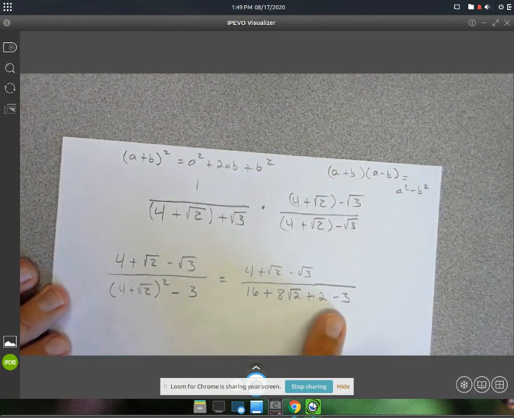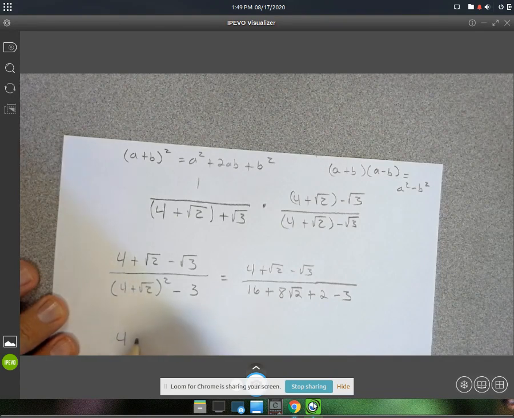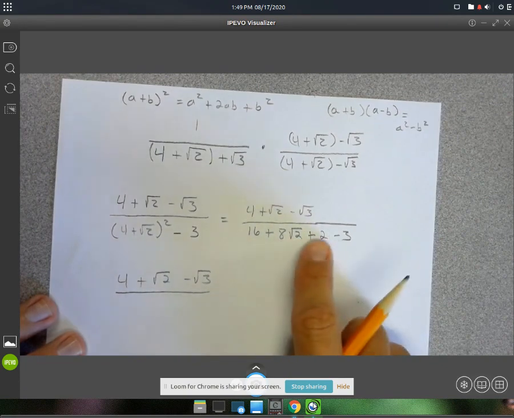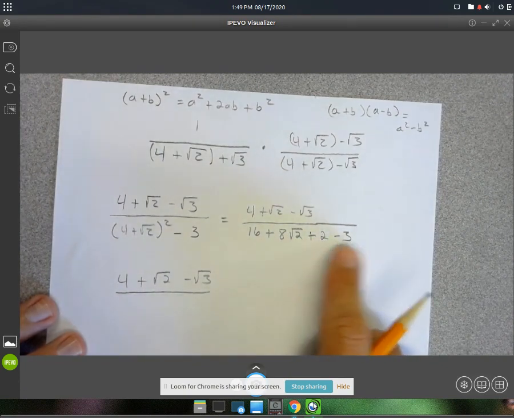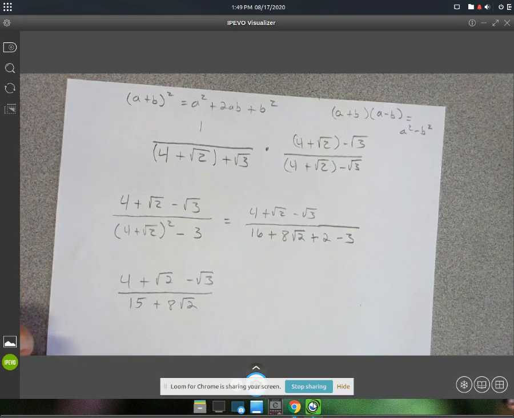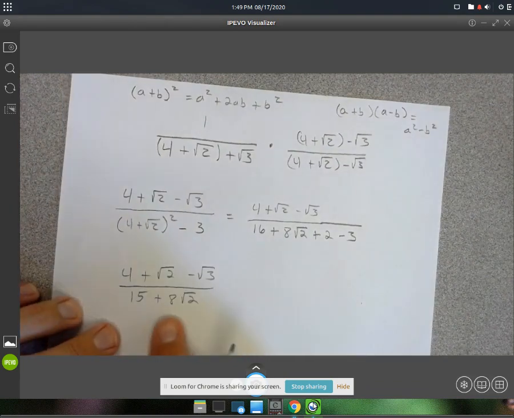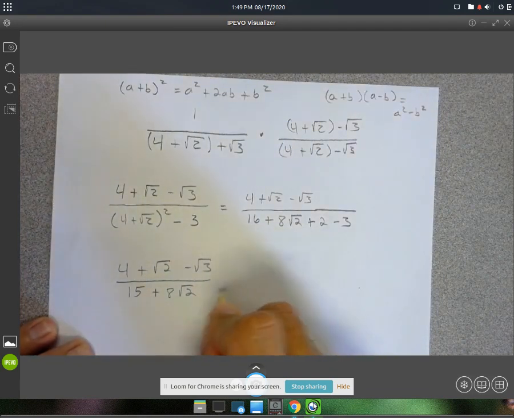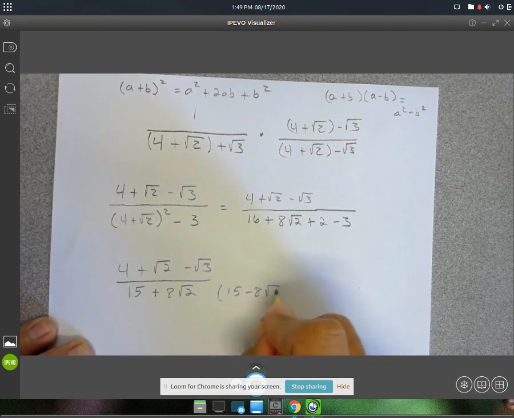Okay, let's go ahead and simplify this. So we'll have 4 plus the square root of 2 minus the square root of 3. Like terms here, we've got 16 plus 2 is 18. 18 minus 3 is 15 plus 8 root 2. Then we would repeat the process. We're going to multiply by the conjugate again. The conjugate this time is going to be 15 minus 8 root 2.